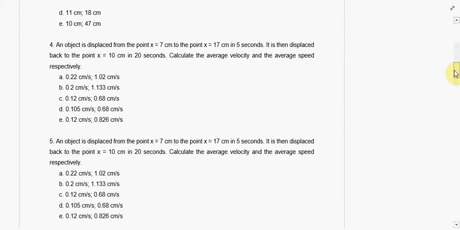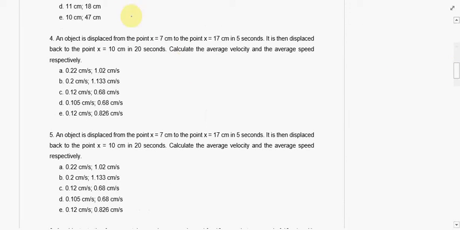Okay, question number 4. An object is displaced from position x equals 7 to position x equals 17 in 5 seconds. It's then displaced back to x equals 10 in 20 seconds. So probably the easiest thing to do here to keep track of everything is to just draw yourself a graph of sorts.